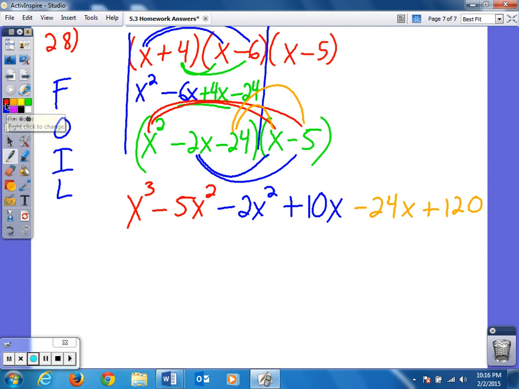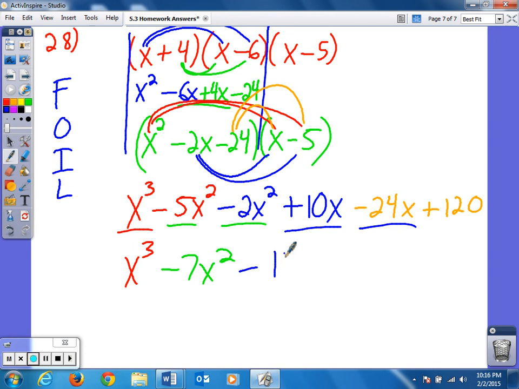So there is one thing with an x cubed. So we'll write that down. There are 2 things with an x squared. So we'll combine those together. Negative 5x squared minus 2x squared gives negative 7x squared. There are 2 things with an x. So that's the 10x and the negative 24x. Combine those together, we get negative 14x. And then the 120 at the end just stays there by itself.